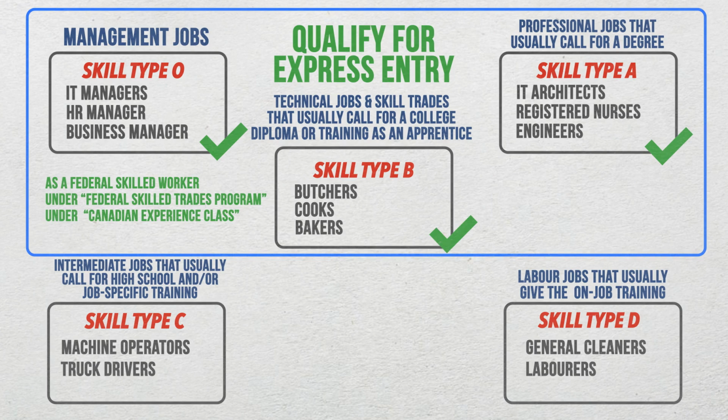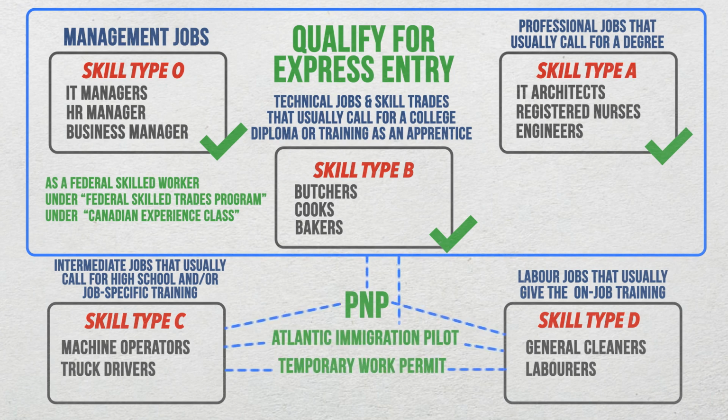Persons whose job duties fall under NOCs D and C are not able to apply under Express Entry. However, all hope is not lost. Persons falling into NOCs C and D may be able to apply under some of the provincially managed programs known as provincial nominee programs, and they may be able to apply for Canadian permanent residency under one of those provincially managed programs, as too can persons from the NOCs 0, A, and B skill levels.